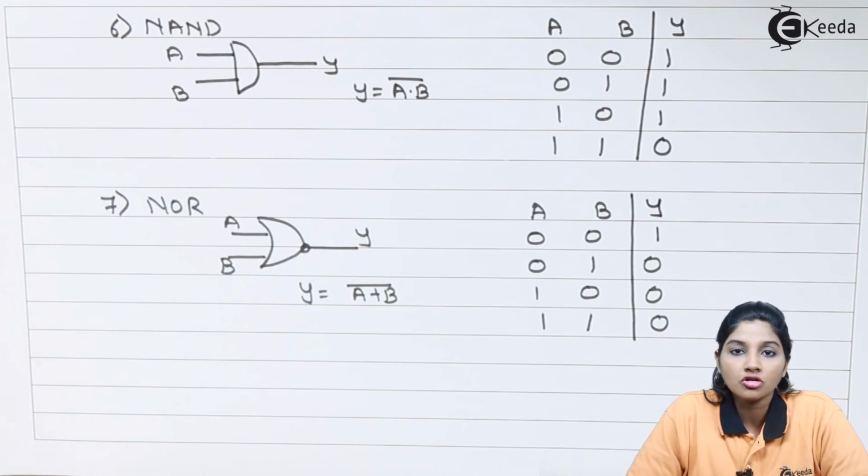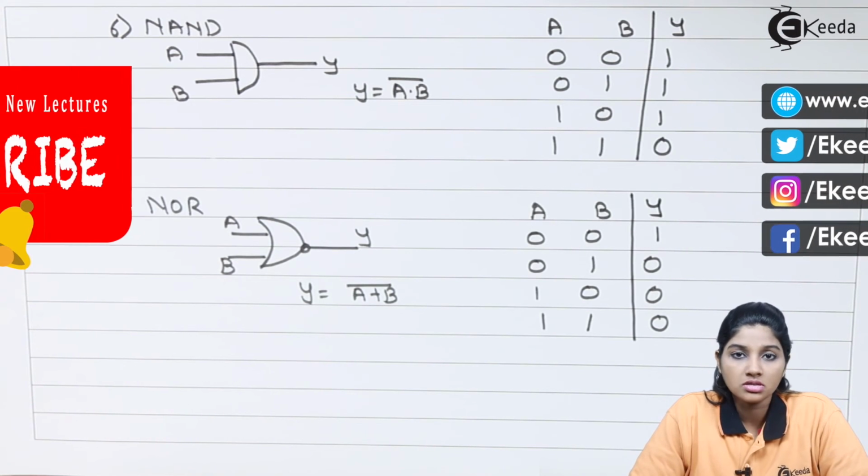So this is all about the logic gates and their truth table, symbol and logical equation. So I hope you understand this topic.